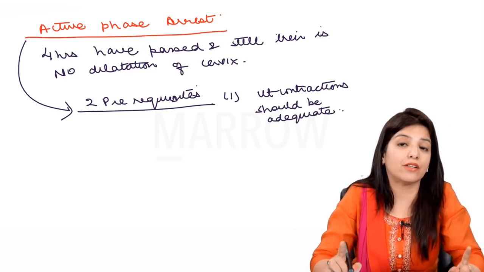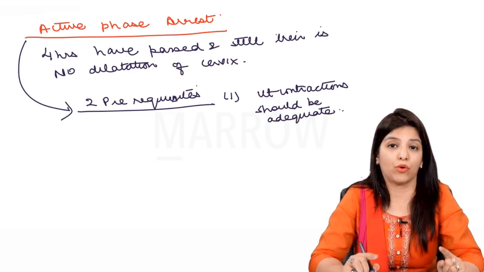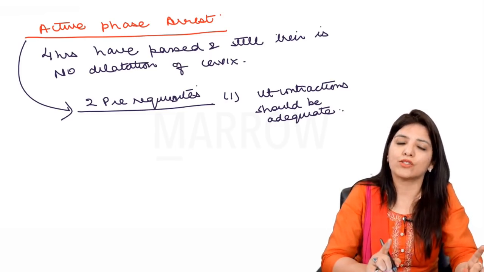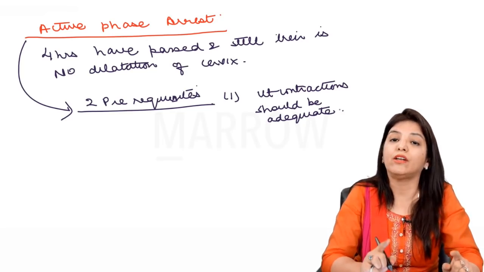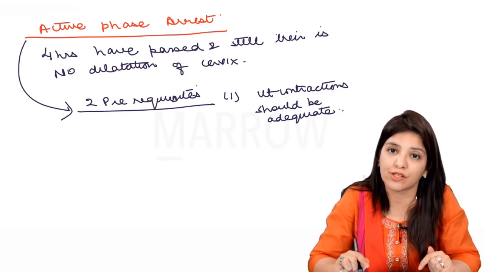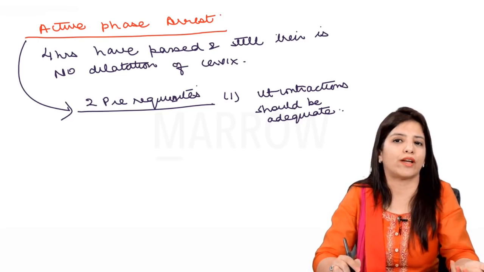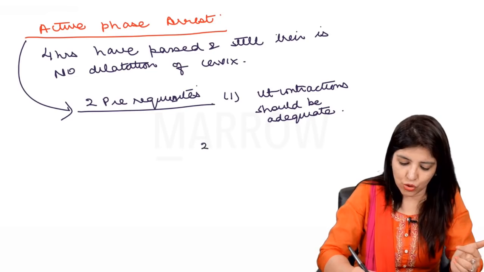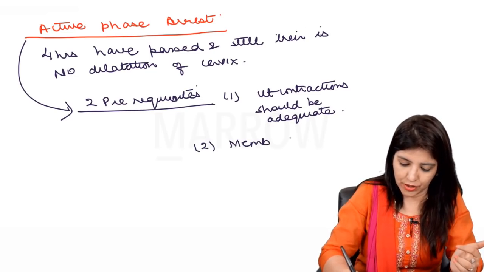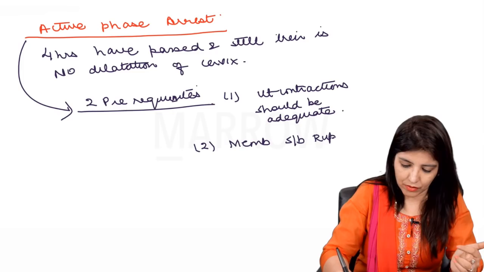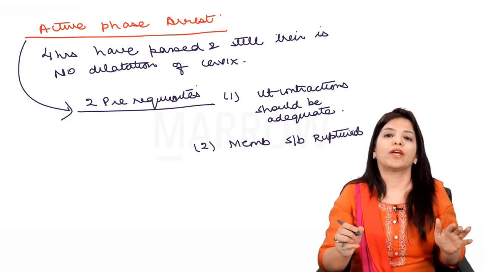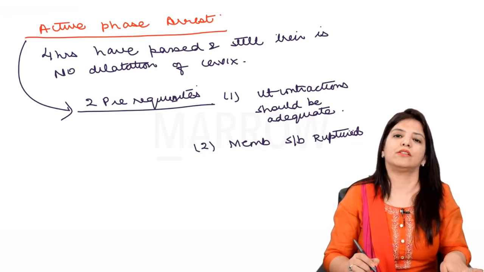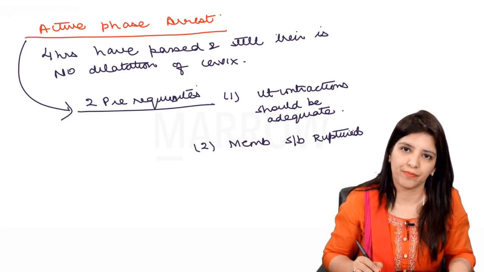Right? Unless and until contractions are adequate, you are not going to make the diagnosis of arrest. If contractions are not adequate, then before you make the diagnosis of arrest, you should increase the strength of uterine contractions by giving oxytocin. Number 2, membranes should be ruptured. So you cannot make the diagnosis of arrest unless and until these two conditions are fulfilled.